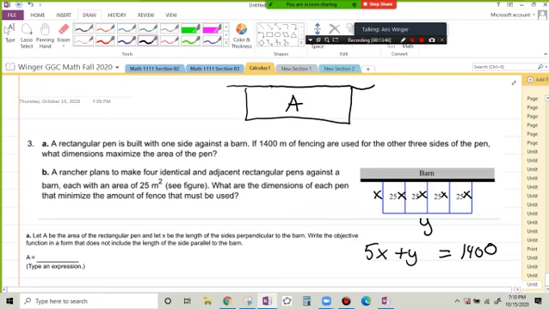And then we've got this thing like this. That's X, that's X, that's X, that's X, and this is X. And then this is Y. And we got 5x plus Y is 1,400, and we want to maximize the area. The area is X times Y.